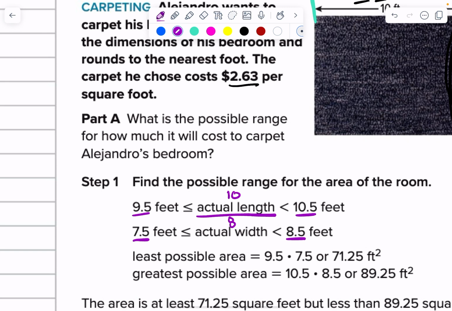Okay, now when we're finding area, we're doing length times width, or base times height, right? At the bare minimum, my minimum length is 9.5 and my minimum width is 7.5. So if I multiply my bare minimum measurements together, 9.5 times 7.5, I get 71.25.